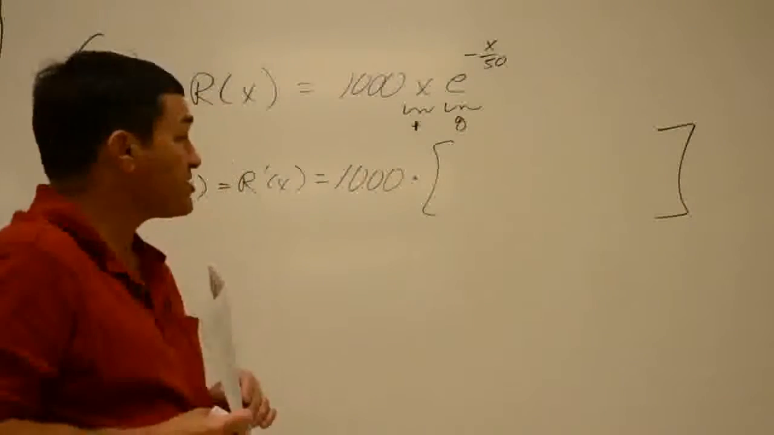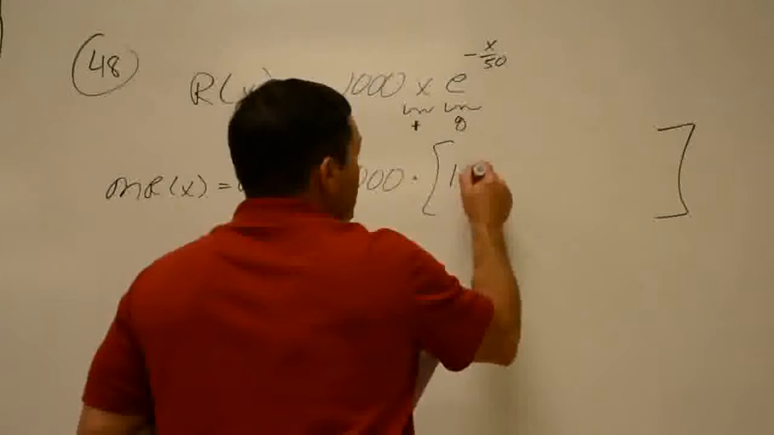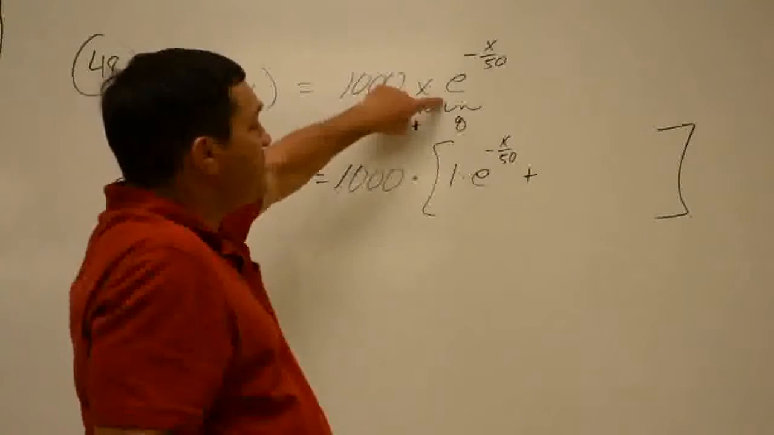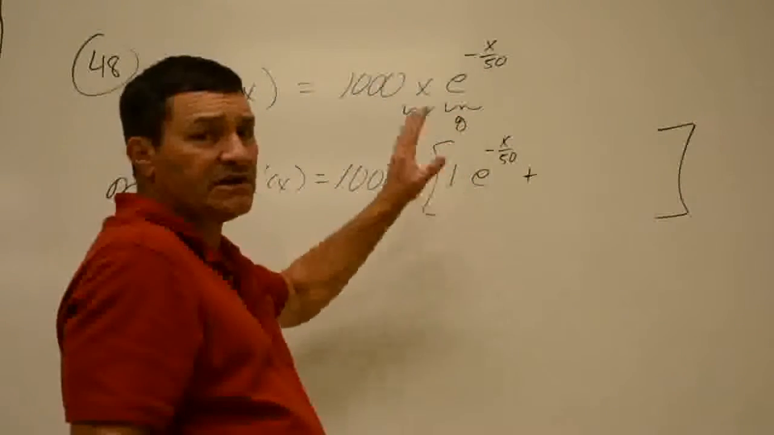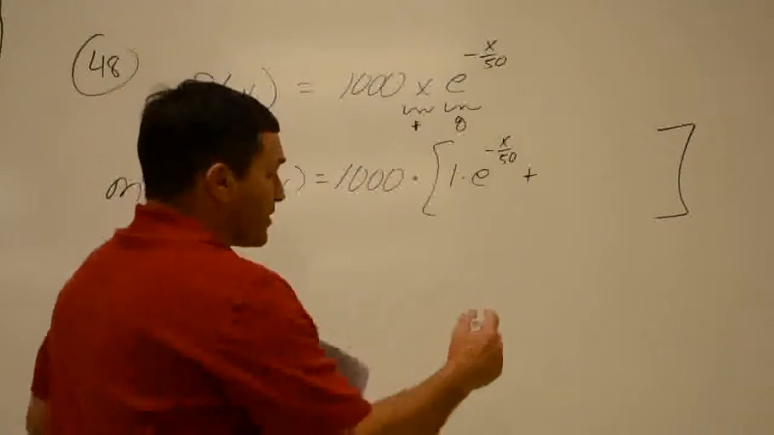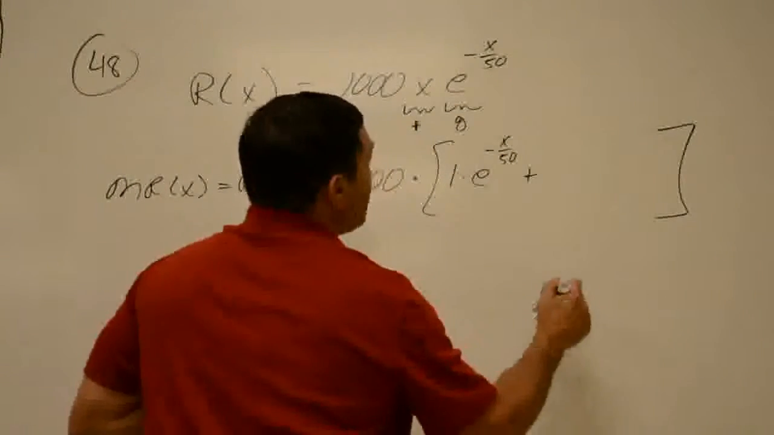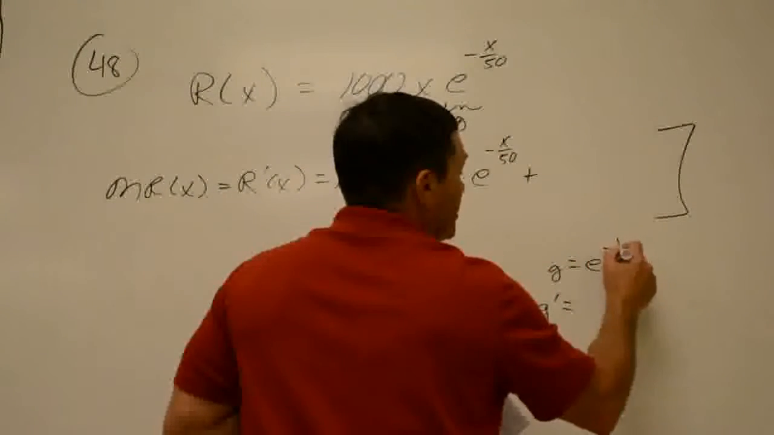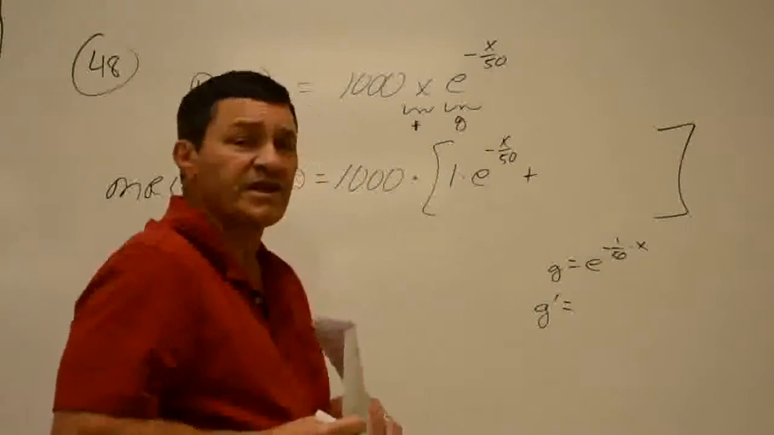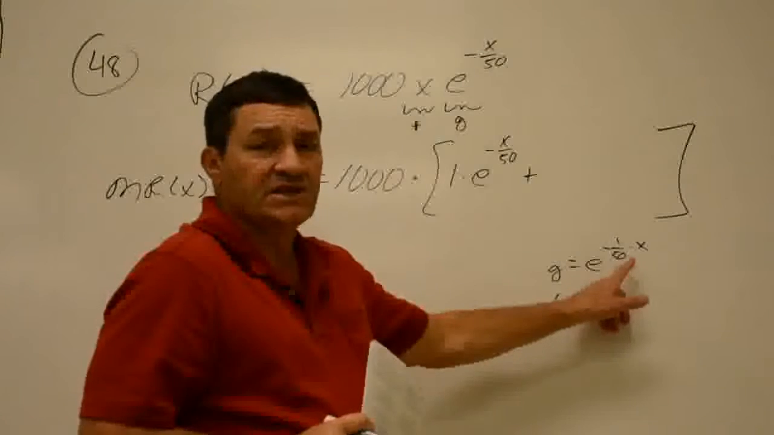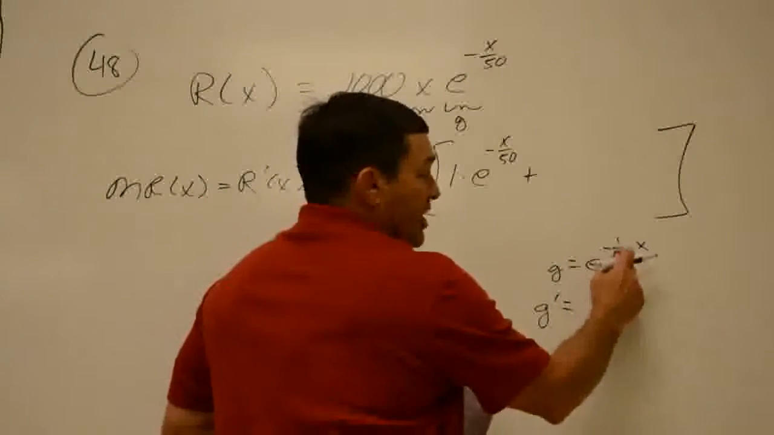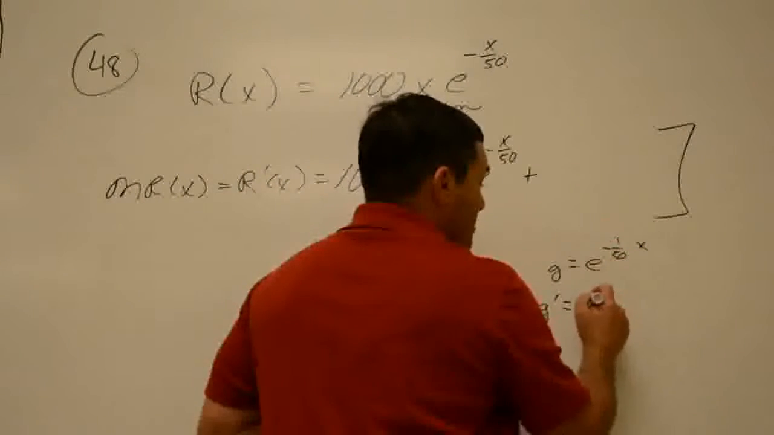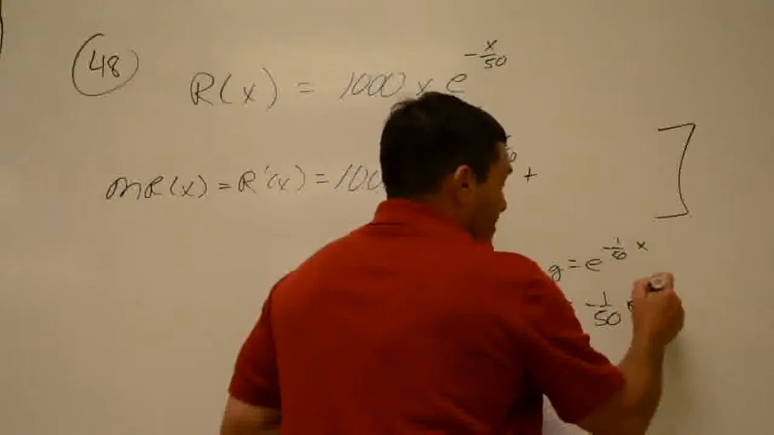f prime times g plus g prime times f. f prime would be 1 times g plus. Now, for g prime, if you're uncomfortable with doing this in your head, and it might not even be wise to do it in your head, just off to the side somewhere on scratch paper, just say to yourself, okay, g prime would be, think of g as being e to the negative 1/50th x. You always want to think of these in a way that you can make it easy to apply the derivative rules. Well, if I have e to a constant times x, use the chain rule for the exponential function. It's going to be the derivative of that function, which would be negative 1/50th times e to that function.